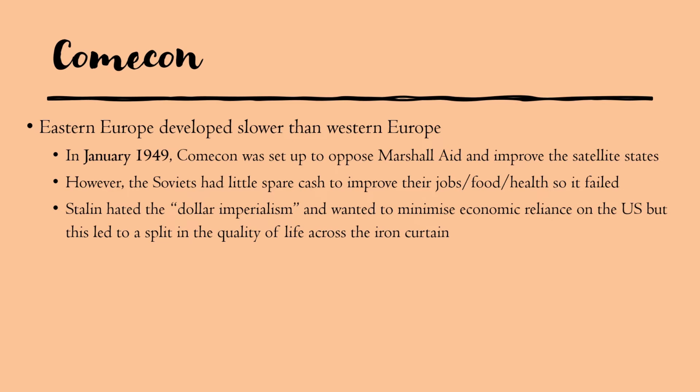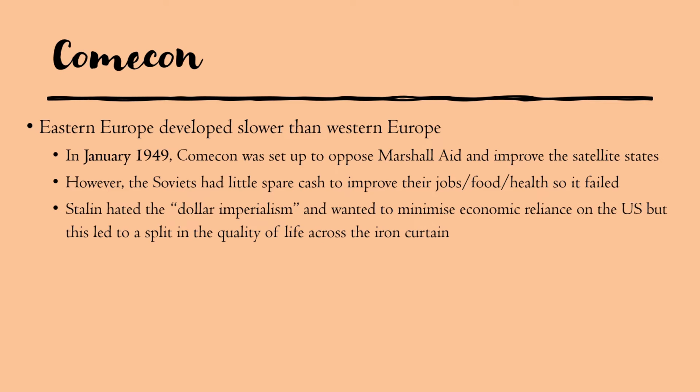In order to help improve jobs, food, health, etc., you needed a lot of money, and the Americans had $13 billion to give. The Soviets were cash-strapped after the Second World War. They had very little to give, and so there was very little improvement. And so Comecon failed. Stalin hated this idea of dollar imperialism. He didn't want European countries to have an economic reliance on America.